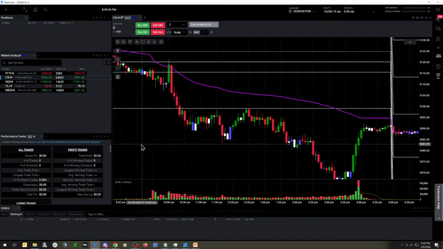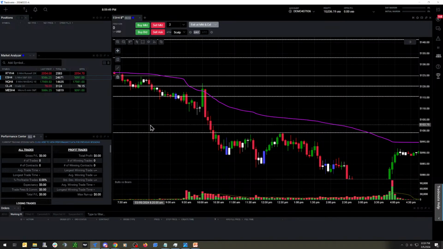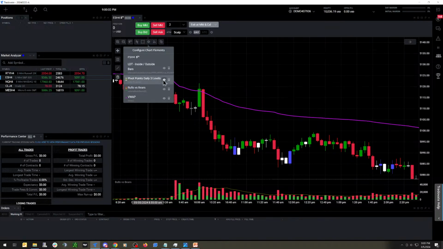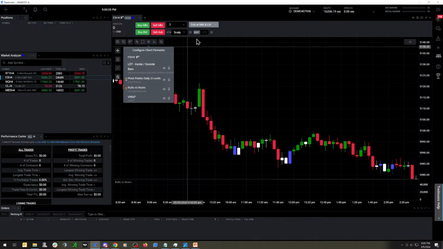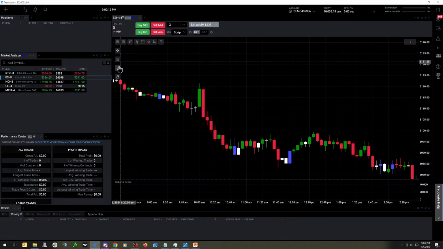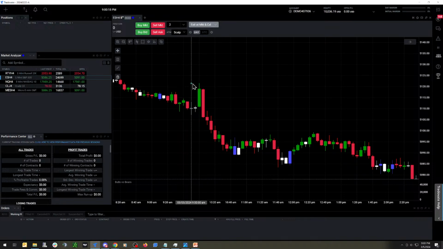I want to go back to here. What might we call this right here? Let me turn that off. Can we call that a rejection? Would you say that price rejected? They pushed it up and it rejected. Maybe there might be a supply zone. Now, how far do I draw the supply zone?